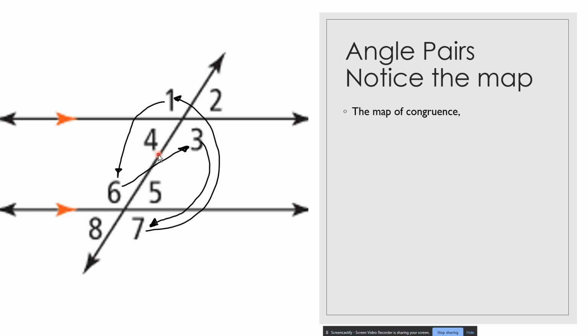We have a similar one for the ones that we have not covered here. So 2 would map down to 5, which makes the Z pattern to 4, maps down to 8. You can also say that 1 and 3 are connected because they're vertical angles. So 2, 4, 5 is the other route. So there's a lot of ways to look at this and say, hey, these are congruent.